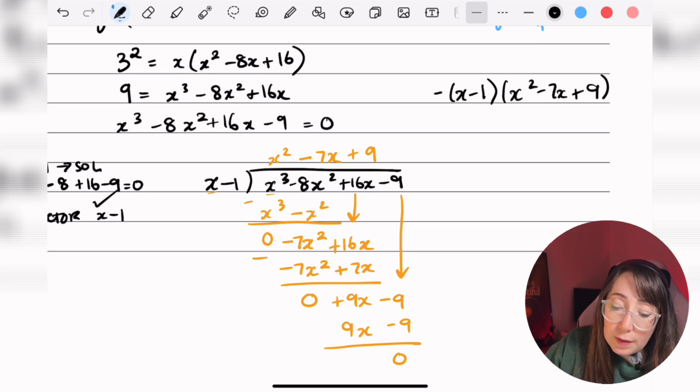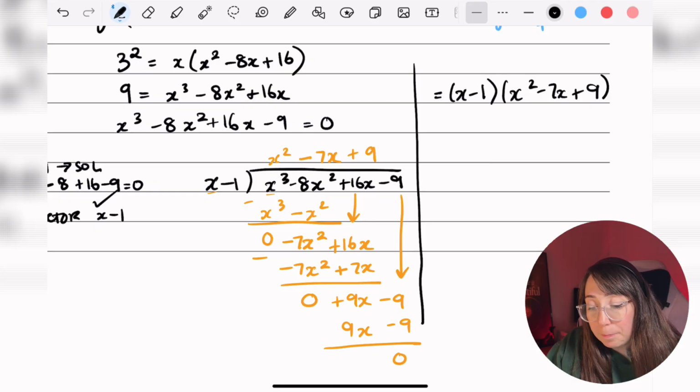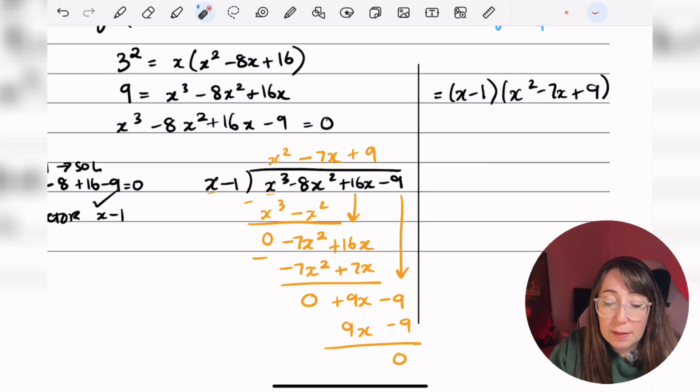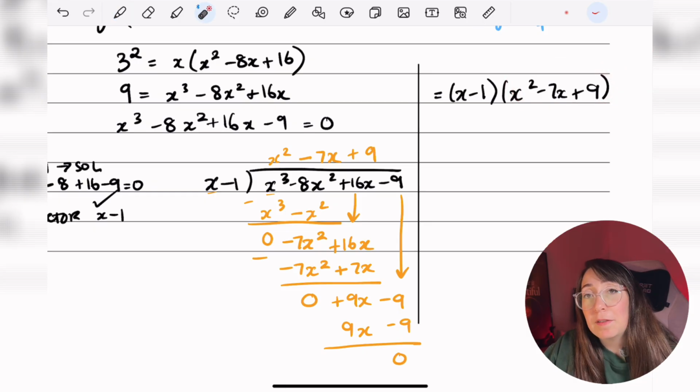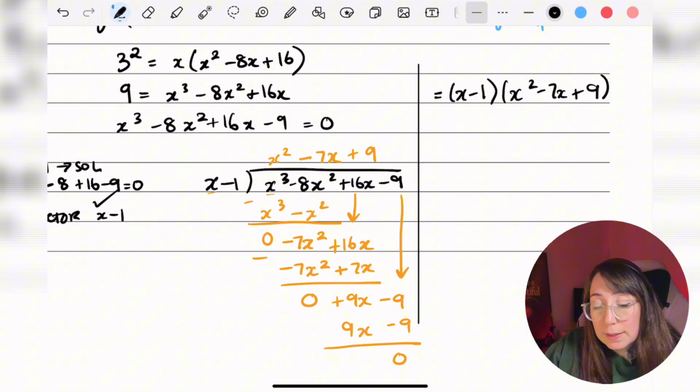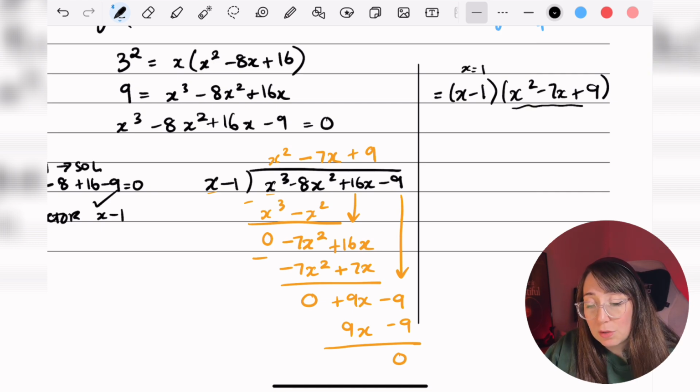Now just when we thought that we're onto the easy path, being able to factorize it, if you have a look at this quadratic, that's not something you can factorize in your head. There are no two numbers that multiply to give 9 and add to give negative 7, unfortunately. So x equals 1 is a solution. We already know that. We now need to solve this. So you can either complete the square and solve for it that way, or you can use the quadratic formula.